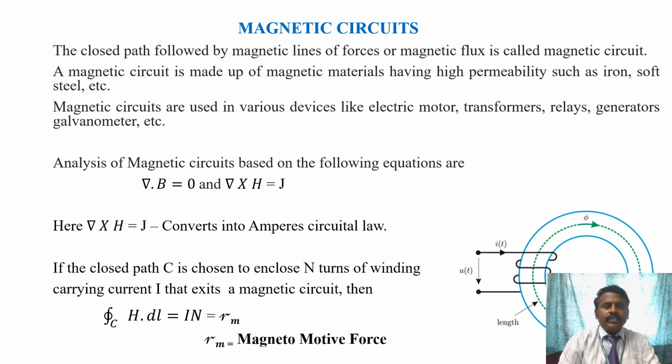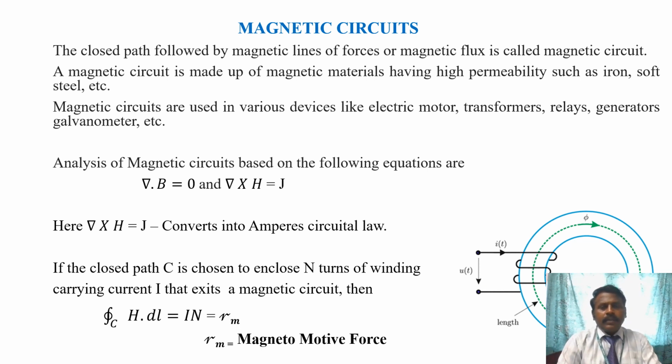Then what is a magnetic circuit? The closed path followed by magnetic lines of force, or magnetic flux lines, is called a magnetic circuit. In another way, it is made up of magnetic material having high permeability, such as iron, soft steel, etc. These magnetic circuits are used in various devices like transformers, relays, generators, and galvanometers.